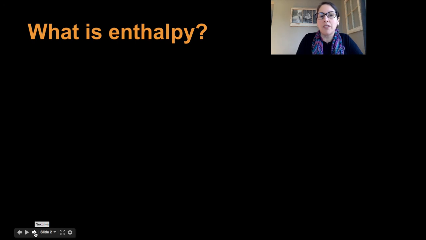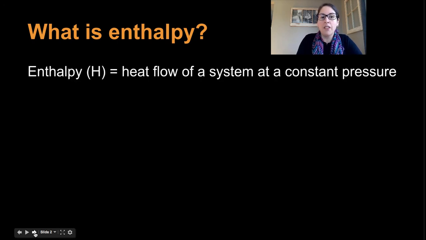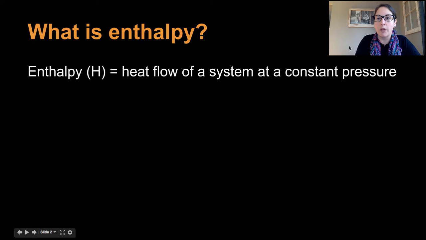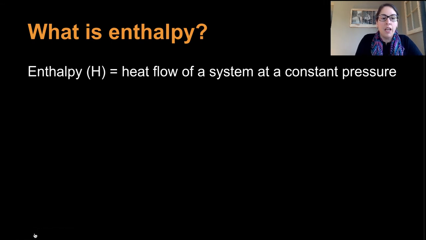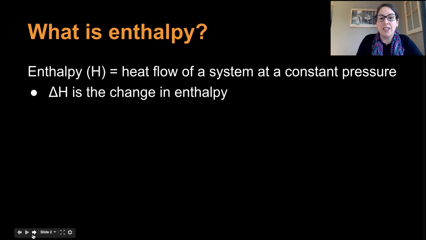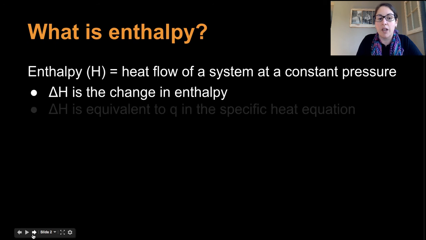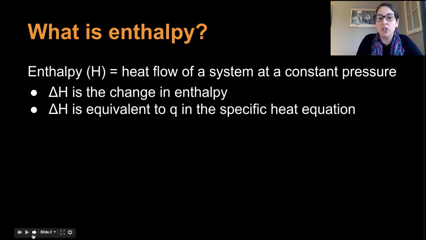So the first question is, in general, what is enthalpy? Enthalpy, which we represent with the symbol H, is the heat flow of a system at constant pressure. For us, we're going to call it heat or enthalpy; either way, we can use those together. Delta H is the change in enthalpy, and that's what we're really interested in. We can add all sorts of subscripts and superscripts to it, but it's still the change in enthalpy, or the flow of heat in a before and after situation. It's equivalent to Q in the specific heat equation that we've been working with. So both Q and H represent heat.